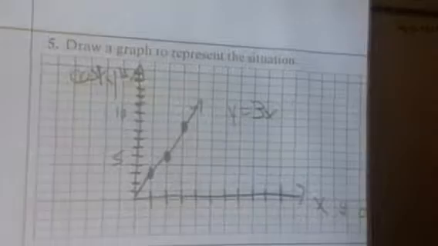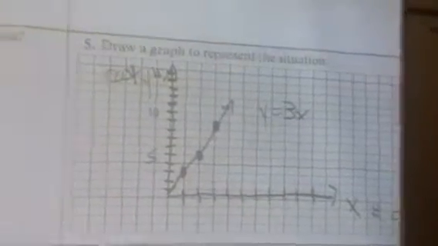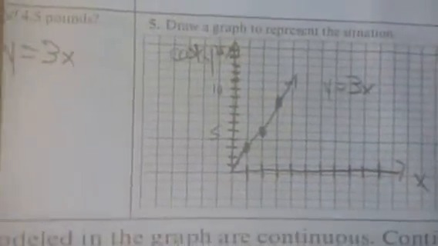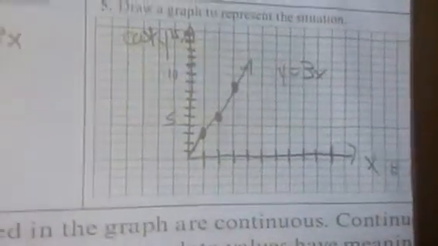Okay? The cost per pound data modeled in the graph are continuous. Continuous data are data where numbers between any 2 data values have meaning. So this is a continuous graph. We just graphed a continuous graph. It has no gaps, jumps, or asymptotes.